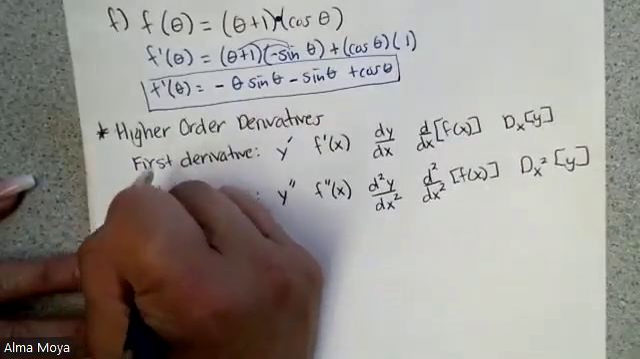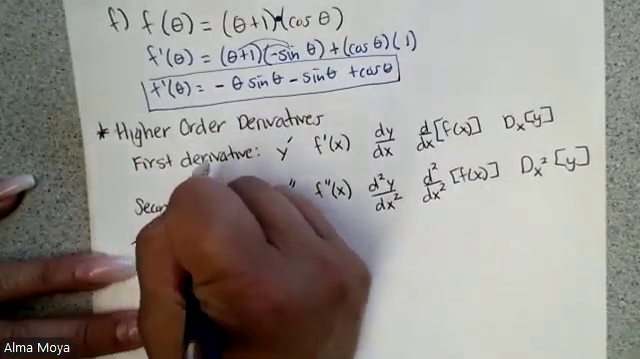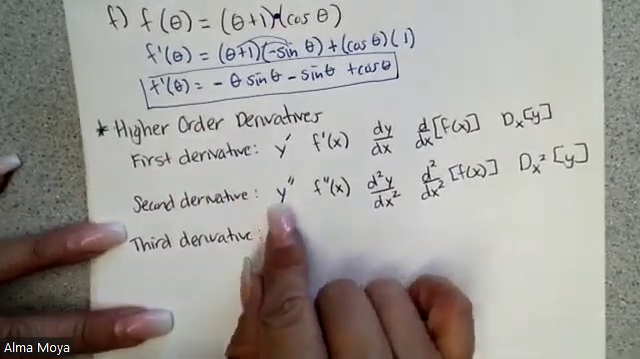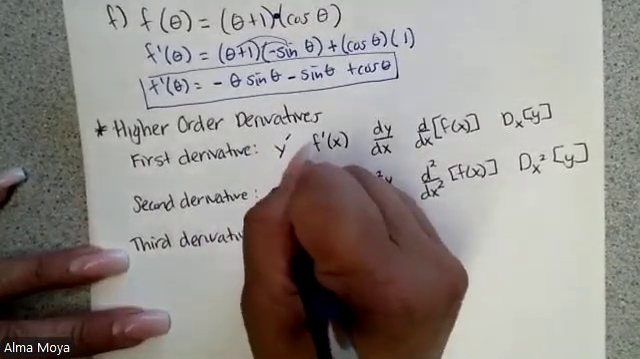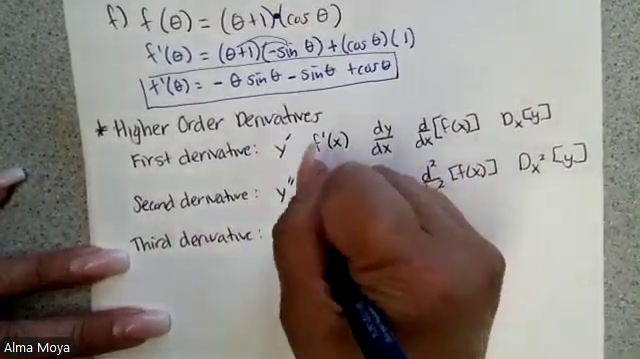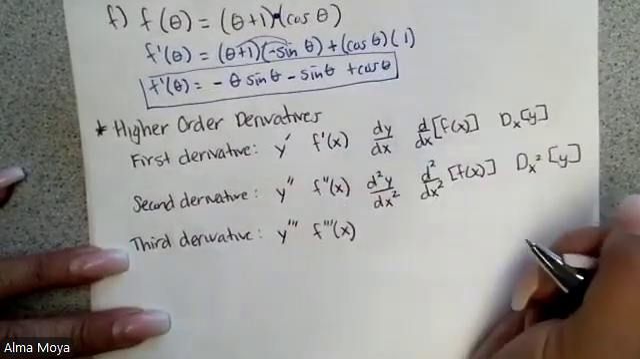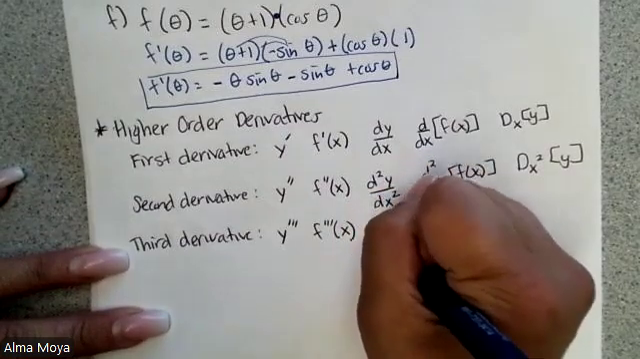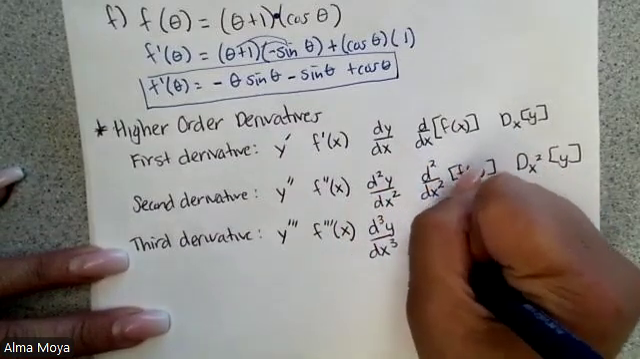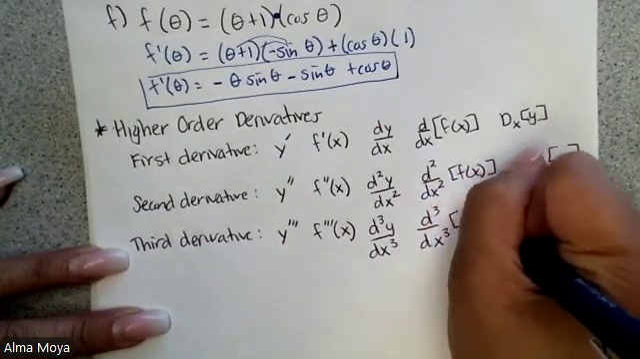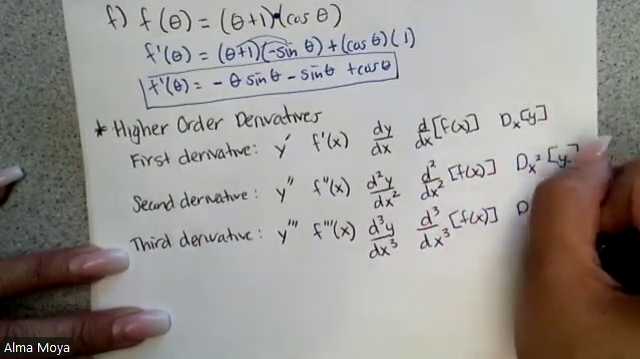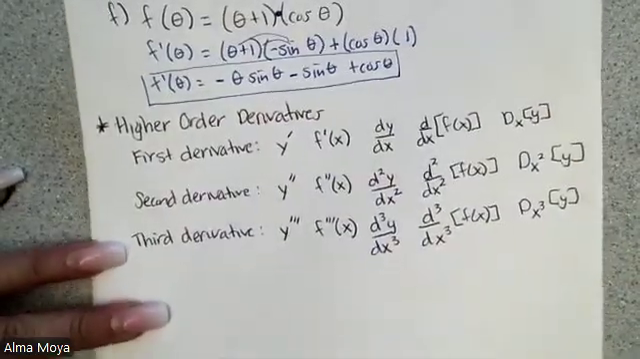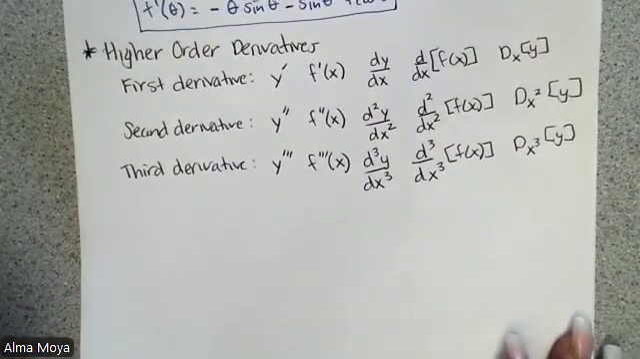If you are finding the third derivative, and will we be doing that? Yes, we will. Once again, instead of y double prime for second derivative, this is going to be y triple prime. F triple prime of x. D cubed y over dx cubed. D cubed over dx cubed of f of x. Dx to the third of y. You could continue going on and on and on. I could ask you to find the 12th derivative.